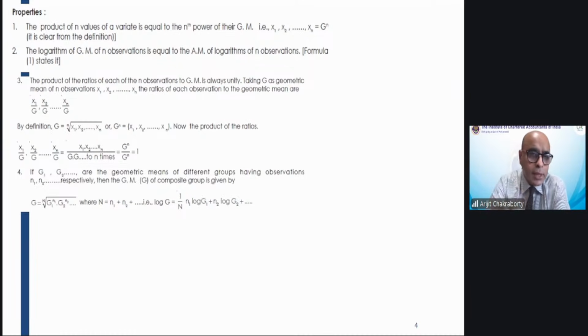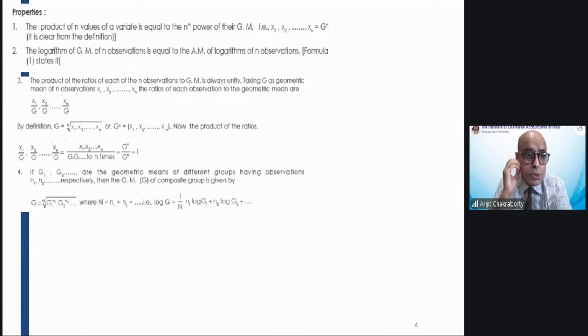Now, if you look at this example, property number 3 on the slide says that the product of the ratios of each of the n observations to the geometric mean will always be unity. Unity means 1. That means we have n numbers, say x1, x2, x3, up to xn, and say the geometric mean is g. So the geometric mean g in this case is the nth root of the product x1 into x2 into x3 till xn.